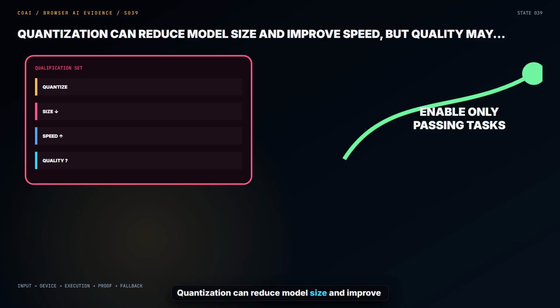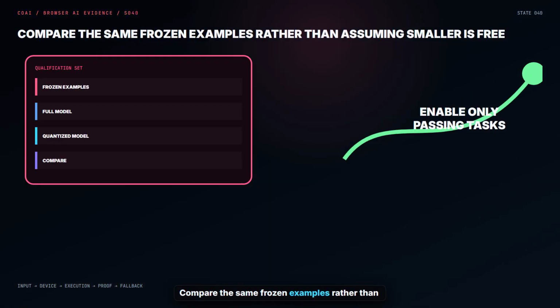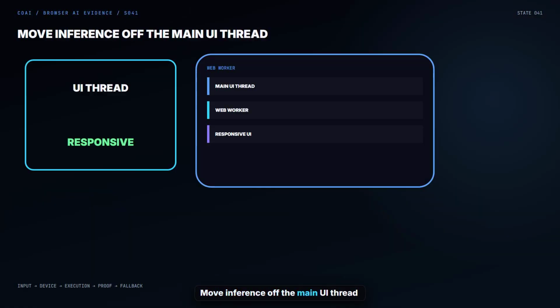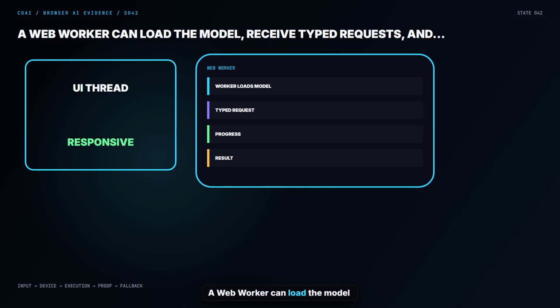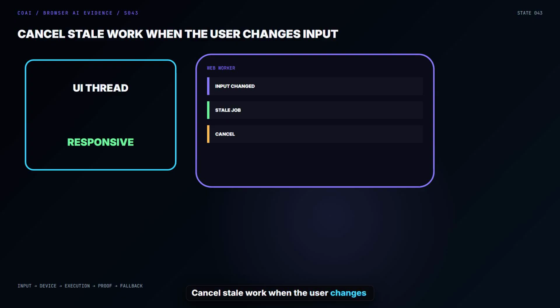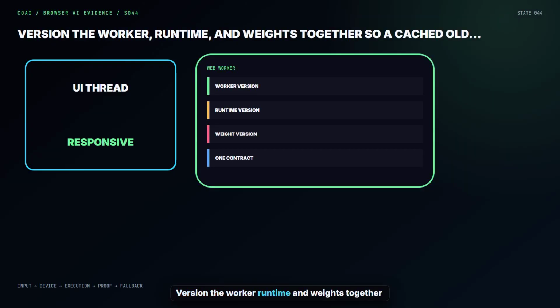Quantization can reduce model size and improve speed, but quality may fall. Compare the same frozen examples rather than assuming smaller is free. Move inference off the main UI thread. A web worker can load the model, receive typed requests, and return progress and results while the interface remains responsive. Cancel stale work when the user changes input. Version the worker, runtime, and weights together, so a cached old model cannot silently meet new application code.